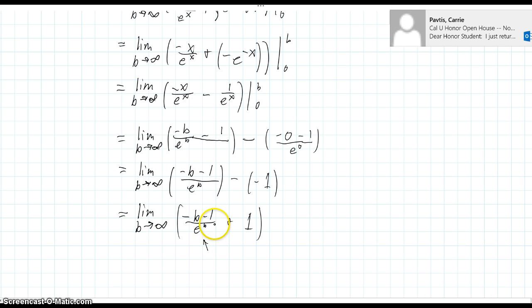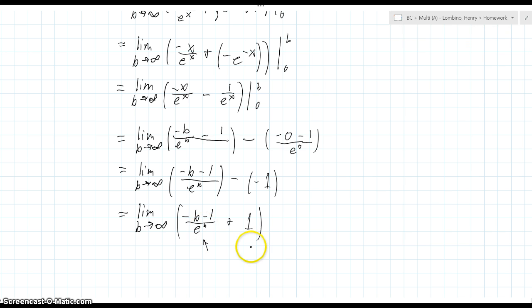e to the b is going to grow even faster, because the limit as b approaches infinity of b is less than the limit as b approaches infinity of e to the b. Thus, the denominator is going to become bigger, meaning that this is going to become infinitely smaller, and thus, it's going to go to 0. So our final answer is going to be 0 plus 1, or just 1.